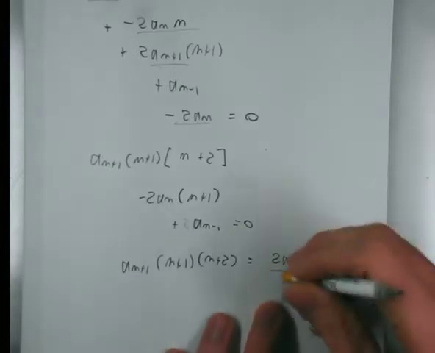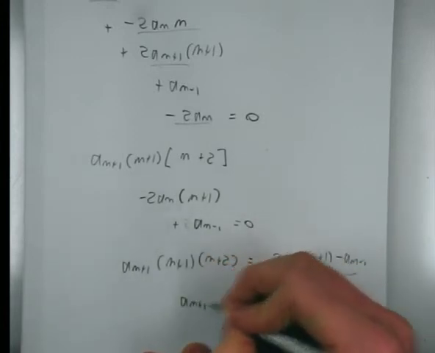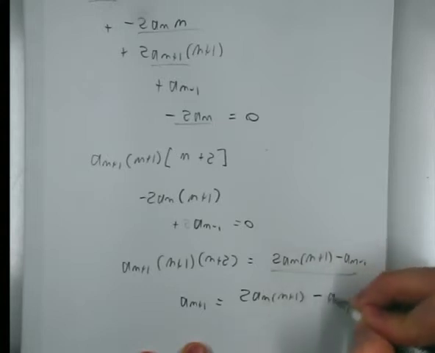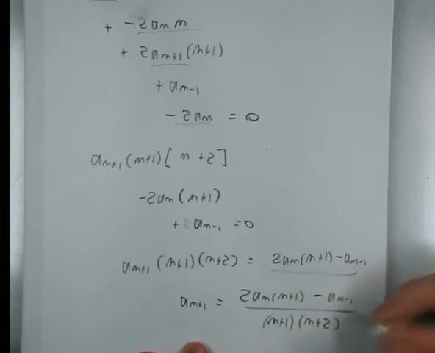Cool. I don't do the division yet. And so therefore A_M plus 1 is 2A_M, M plus 1 minus A_M minus 1, over M plus 1, M plus 2. That's my recurrence relation.